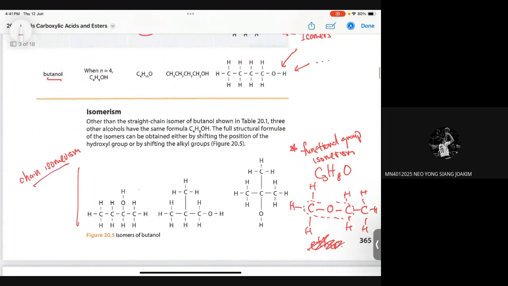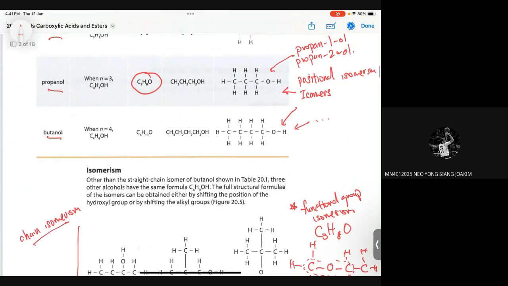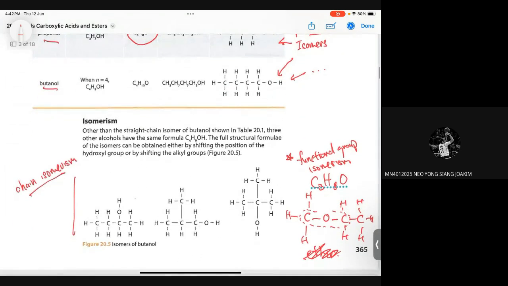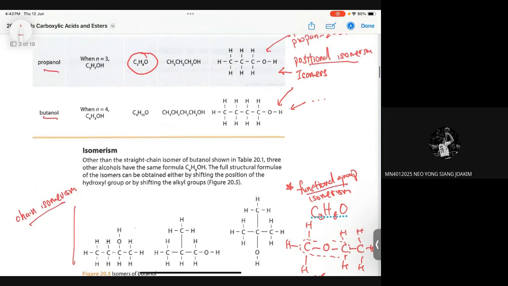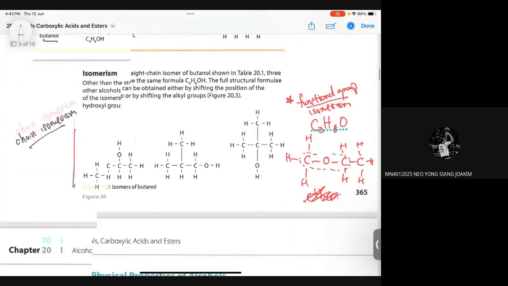Every single time they ask you for isomers, you can think in terms of chain isomers, where it's about branching. You can think in terms of positional isomers, where it's about the functional group being shifted to a different position. Or you can think of functional group isomerism, where the functional group changes and it becomes a totally different homologous series. So take note of this tree. Most people will confuse functional group isomerism with positional isomerism. That's not true.